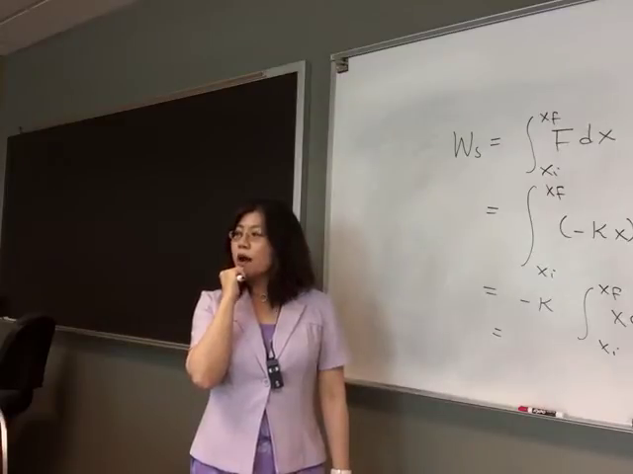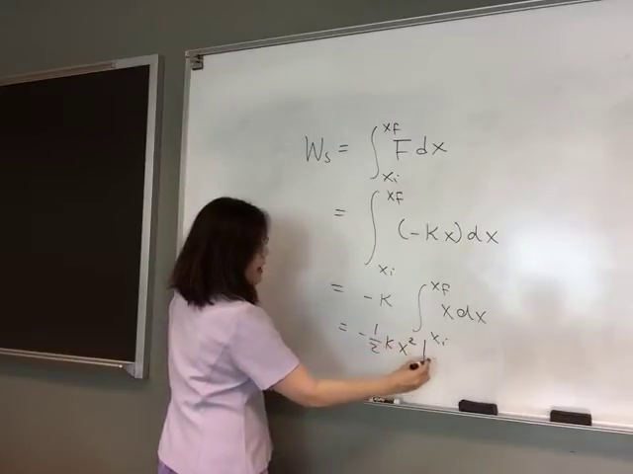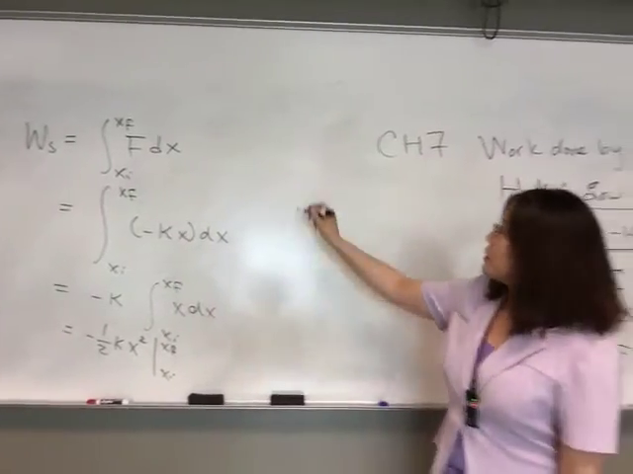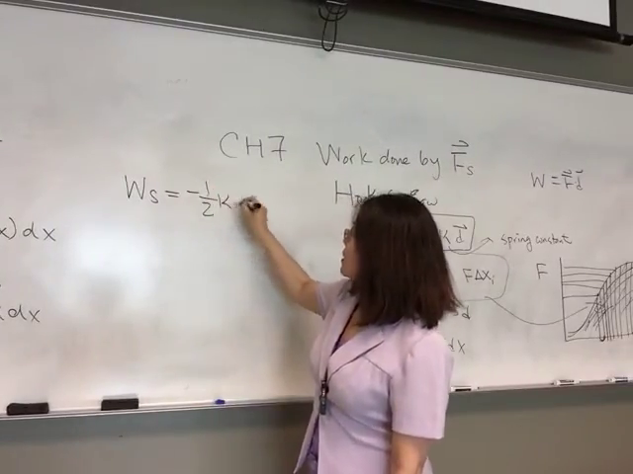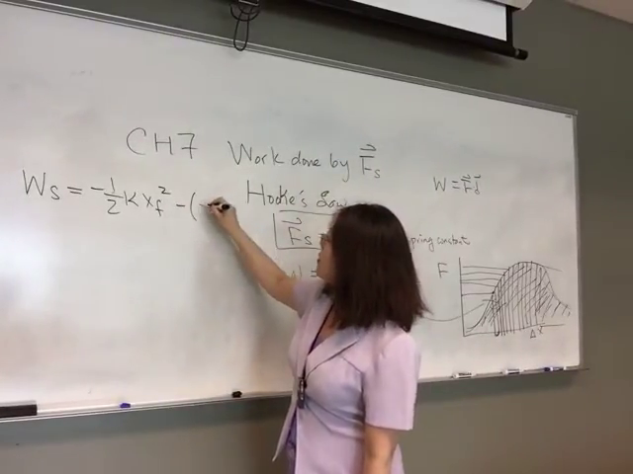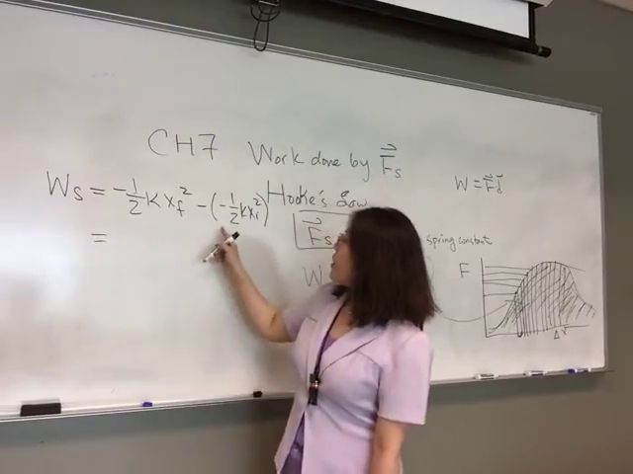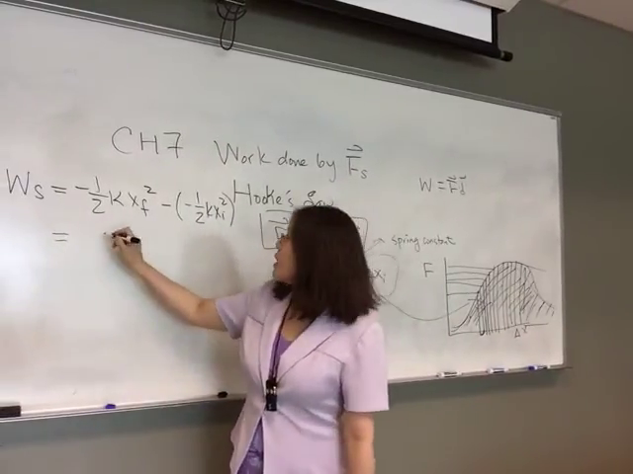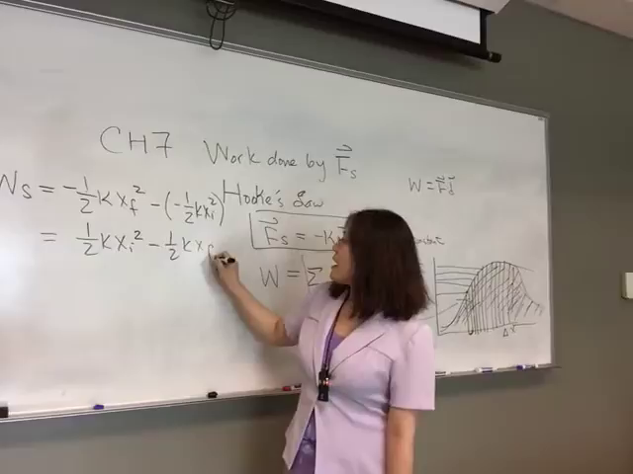That's 1/2 x squared, right? So you have negative 1/2 k x squared, with xf and xi as your range. Now we plug in: the work done by the spring force is equal to negative 1/2 spring constant times the final position squared, minus, and another minus sign, 1/2 k xi squared. Negative becomes positive, so I'm going to have this as a leading term: 1/2 k xi squared minus 1/2 k xf squared.